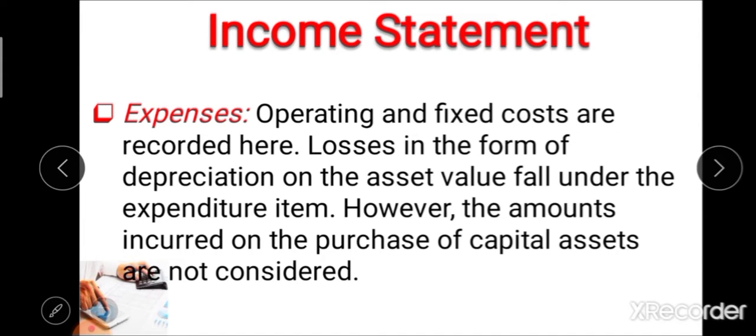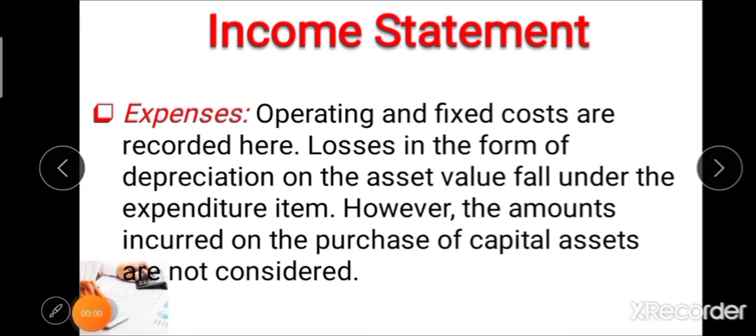In expenses, the losses in the form of depreciation on the value of assets are also included in expenditure. Depreciation means the decline in value of an asset due to use or wear and tear. For example, depreciation of farm machinery. That means year by year the machinery's value is reduced, that is called depreciation. However, the amount incurred on purchase of capital assets is not considered in expenses.